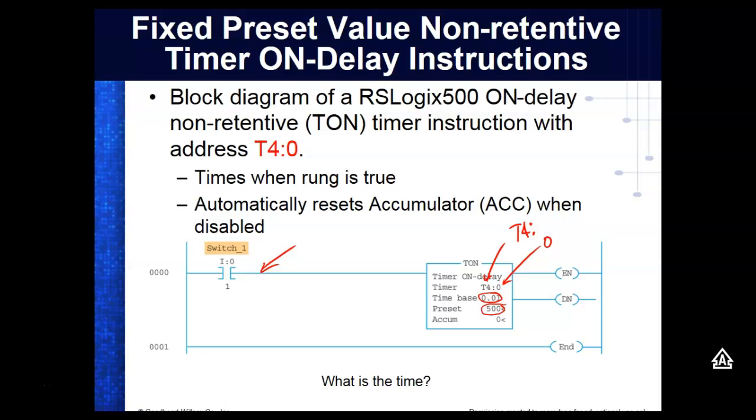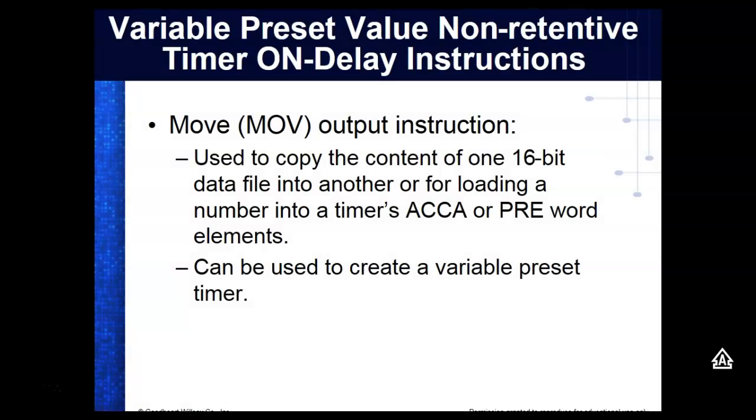If it was a variable, it means I could do what? I could change it without doing what? Without going offline. We can show you how we can do that once we look at this instruction right here. That's a really powerful instruction. Move. The move output instruction is used to copy the contents of one 16-bit data file into another, for loading a number into a timer's accumulator or preset word.